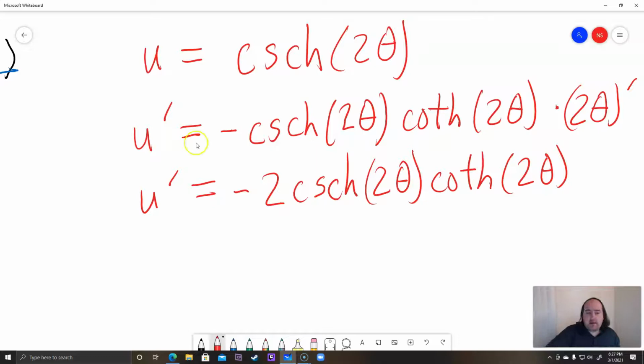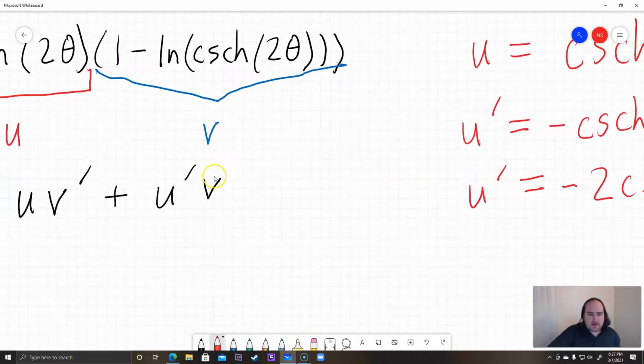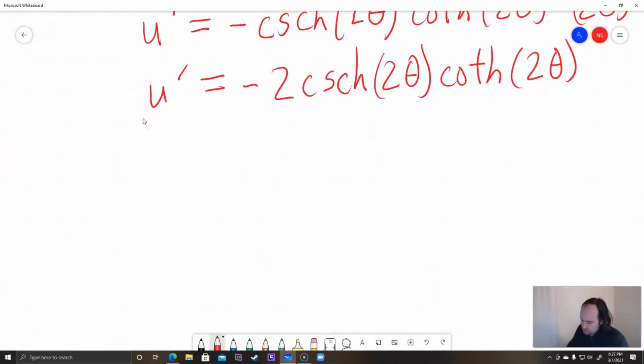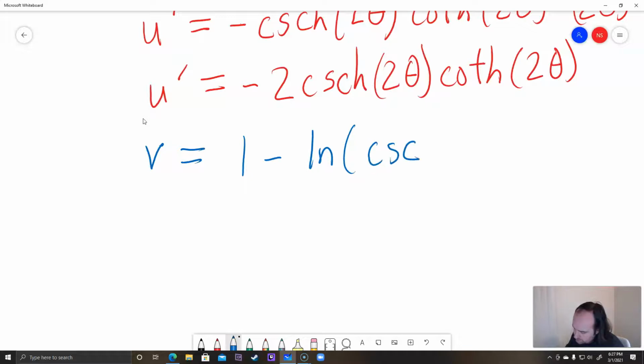And then what else do we need to calculate here? Well, we also need to calculate v prime in order to use that in the product rule. So here our v was 1 minus ln of cosec of 2 theta. So that's quite a mouthful. So v equals 1 minus, we said ln of cosec of 2 theta.